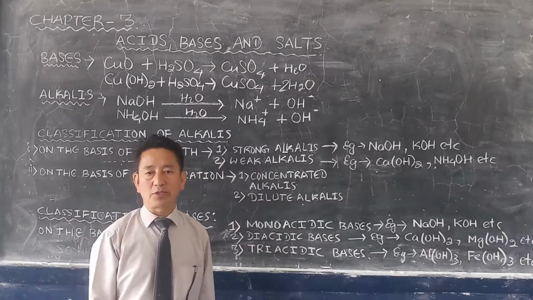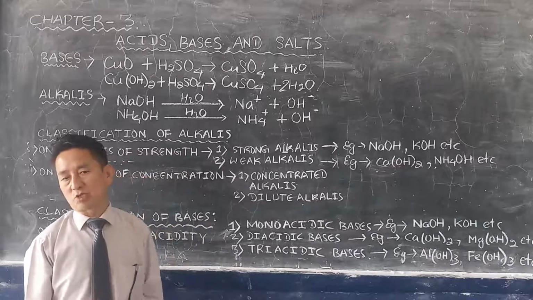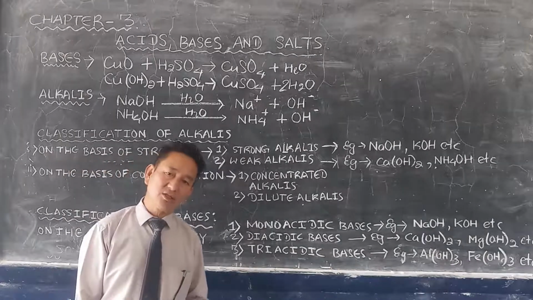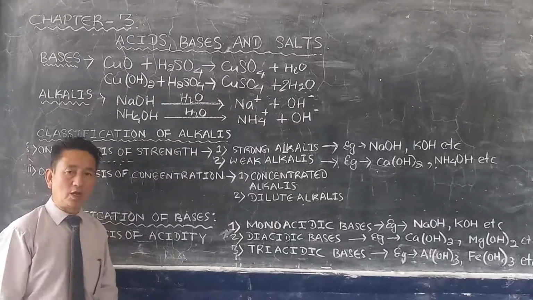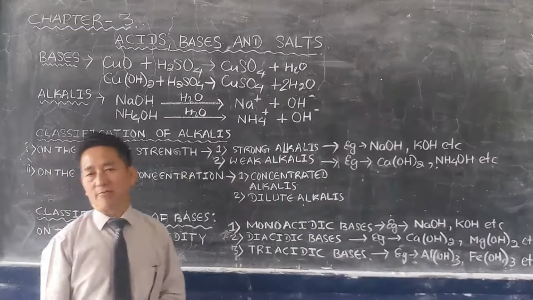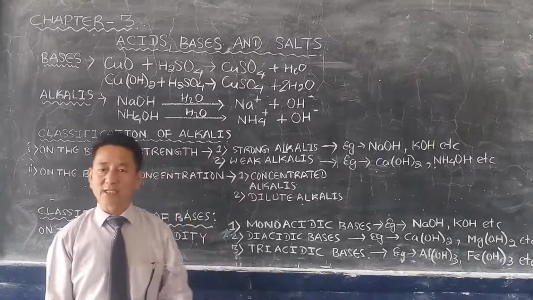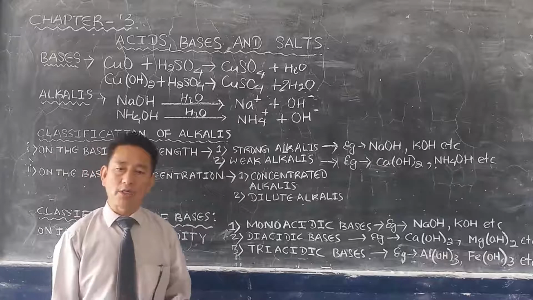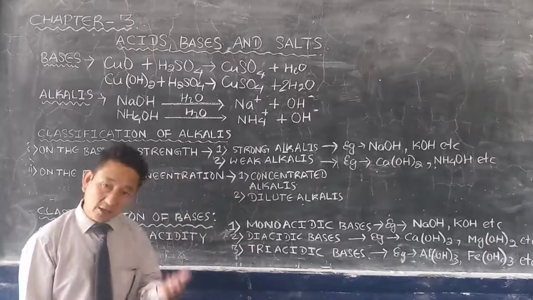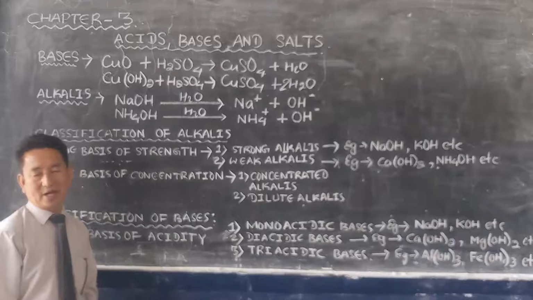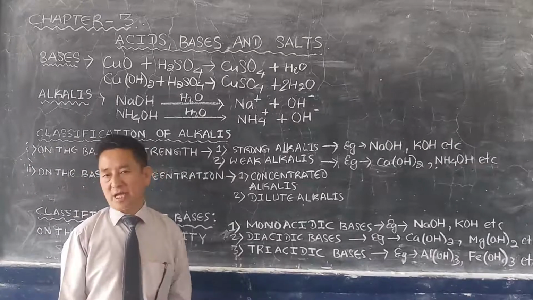acids: they have a sour taste. Acid turns blue litmus paper red. Acid turns methyl orange pink. Acid turns pink alkaline phenolphthalein solution colorless. Whenever acid reacts with bases, we get salt and water molecule. When dilute acid reacts with active metals, we get salt and hydrogen gas.